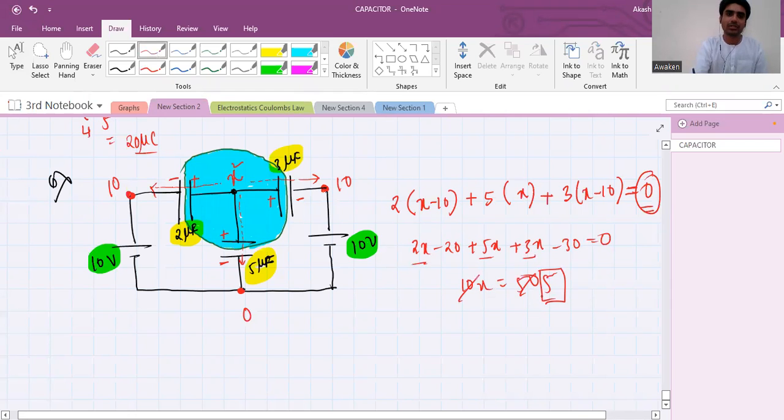Now once x is found, then I can find the charges on all of them.